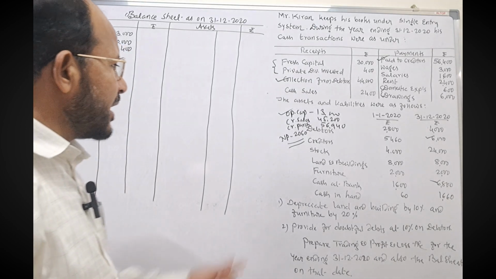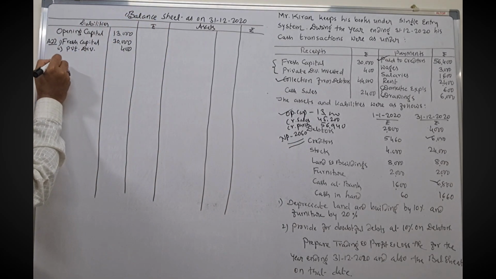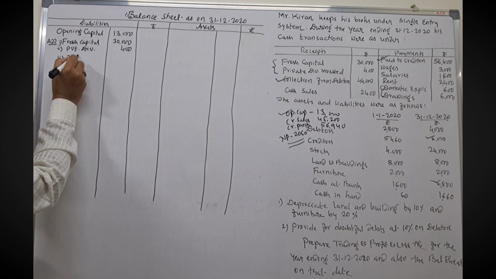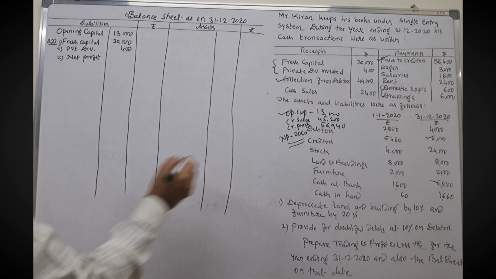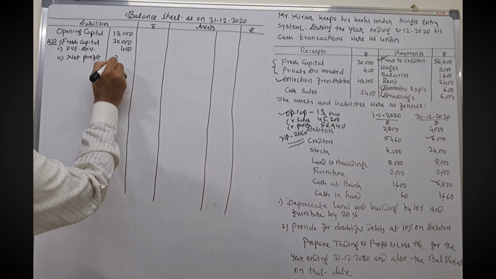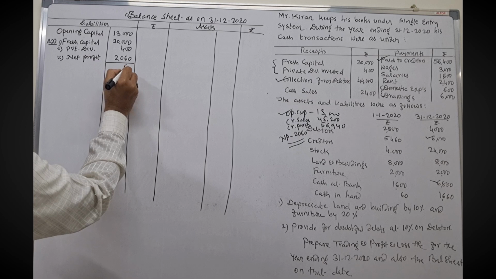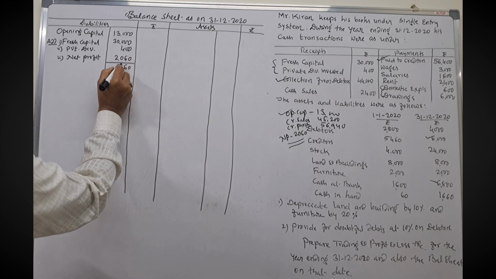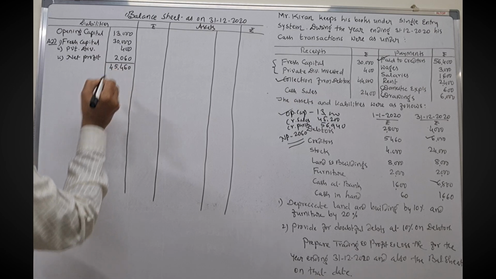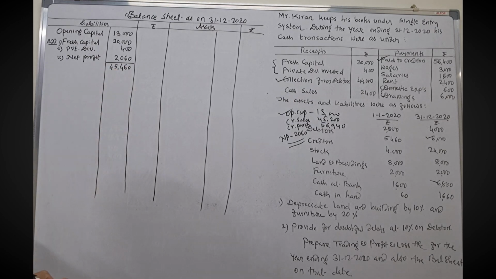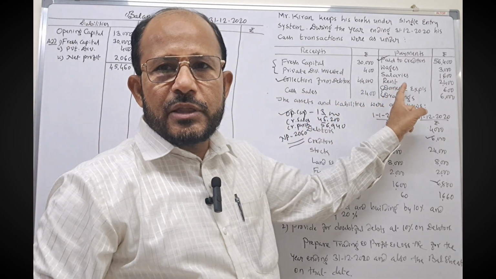Then next thing is we add net profit also. Third one is net profit earned during the year. These are the items which are to be added here. What is the amount? 2060. Make the total of all these things: 45,460. Then from this we deduct drawings during the year.